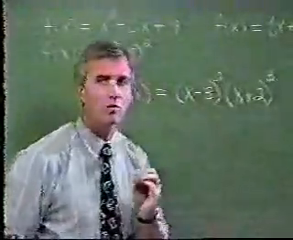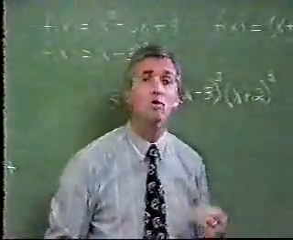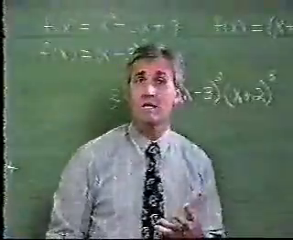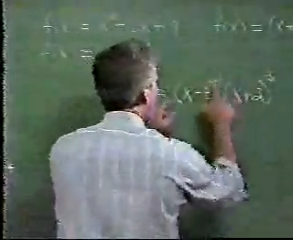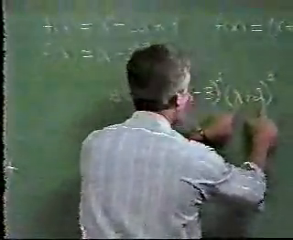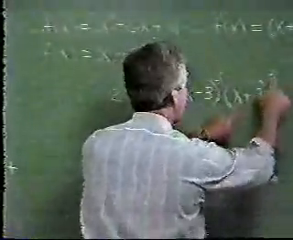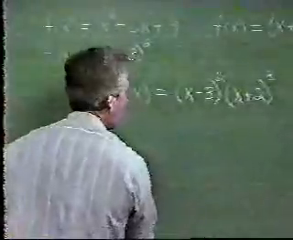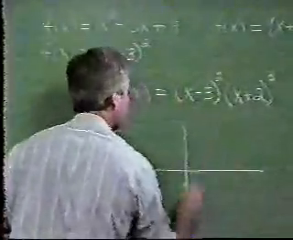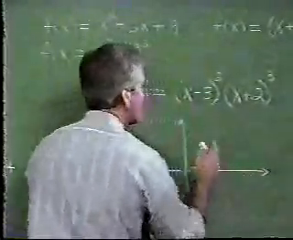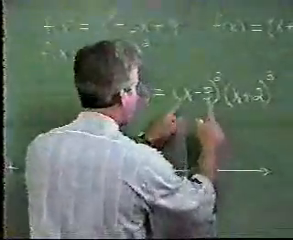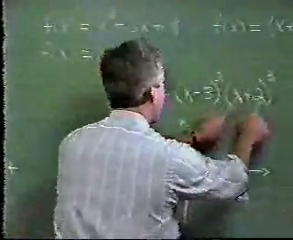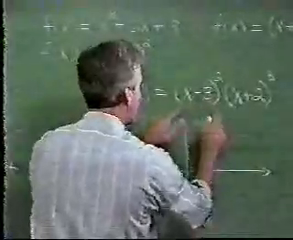We can have at most 5 crossings, at most 4 turning points. But in this case, we have factors that appear several times each: 2 factors of x minus 3, 3 factors of x plus 2. Now, how does the graph behave? Well, here's all we have to do. Identify these x-intercepts, the value of x that causes each factor to be 0. For this one, we have an x-intercept at 3.